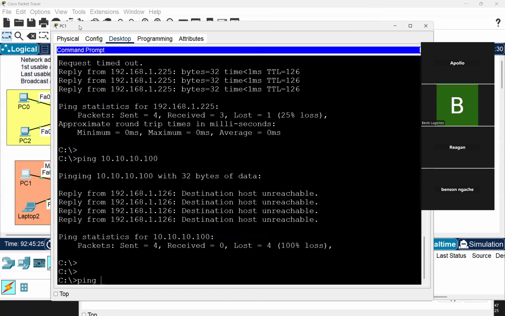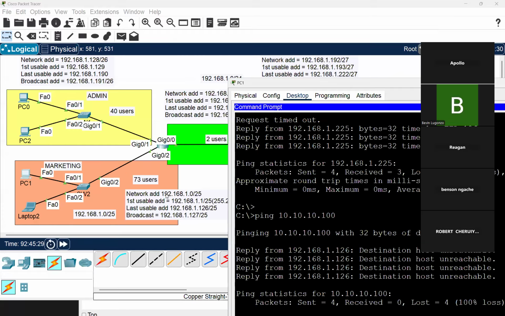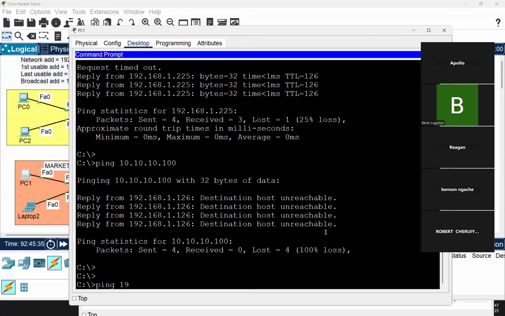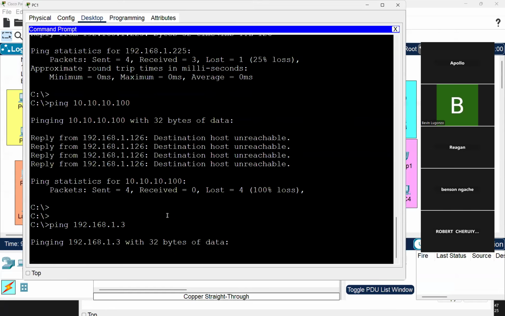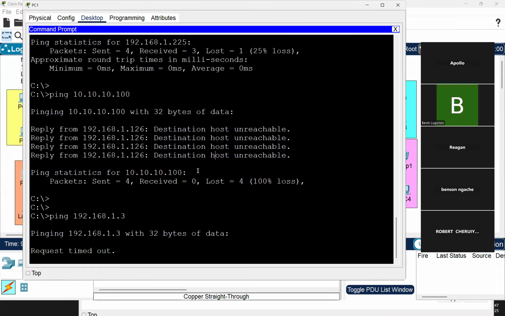Let me just make sure I'm on PC1, this one. So because I'm on PC1, I'm going to ping 192.168.1.3. If I ping 192.168.1.3, this one will be timed out. All of them will be timed out. Look at this. Then after that, I'll explain why this one and this other one are all getting timed out.